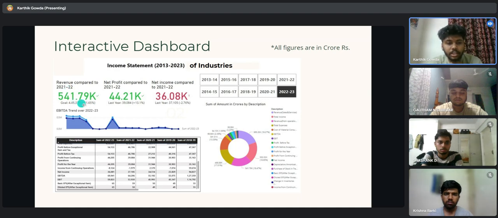So we took one company, and that company's revenue, compared to the last year, grew by 21.65%. So it's a positive company. We took the year 21-22, and we analyzed 10 years of data, from 2013 to 2023.